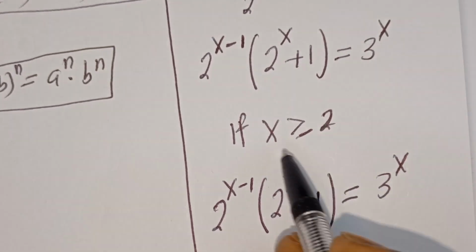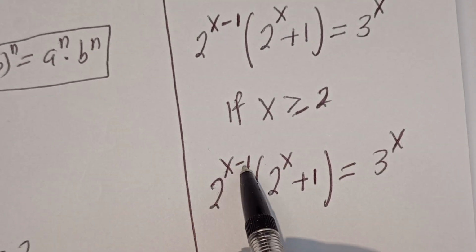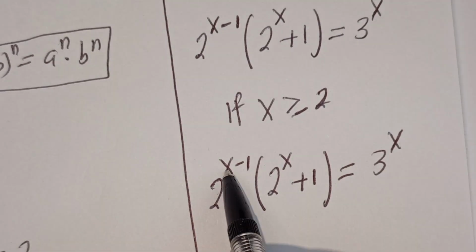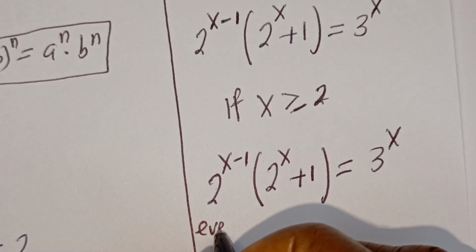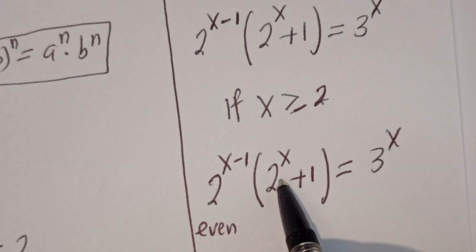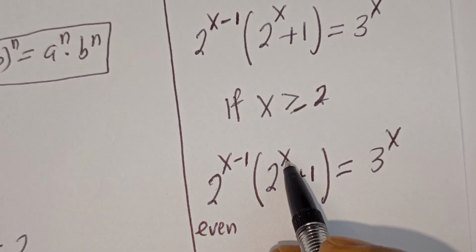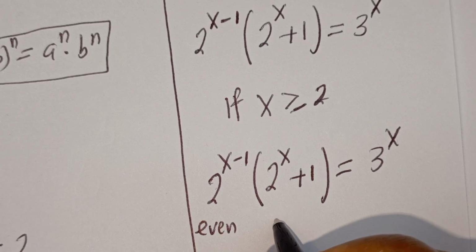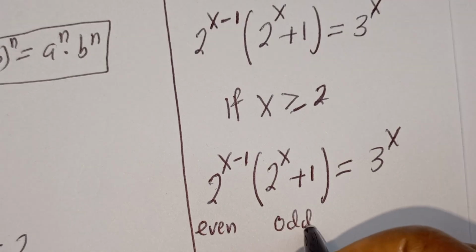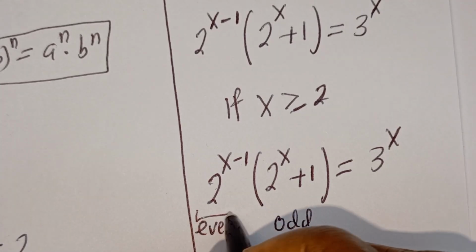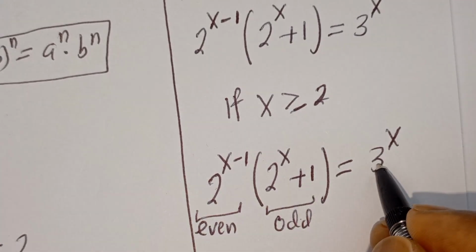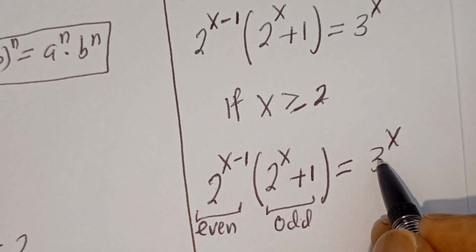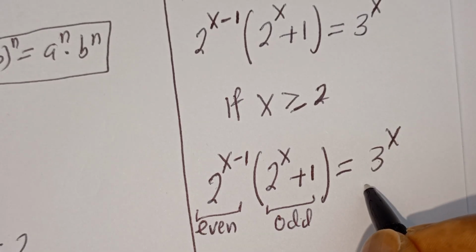And if x is equal to 2, here we have 2^(2 minus 1), that is 2^1, which is 2. Here is even. Then here, if x is equal to 2, we have 2^2, that is 4, plus 1, 5. Here is odd. This is odd. And here, if x is 2, we have 3^2, that is 9. This is odd.